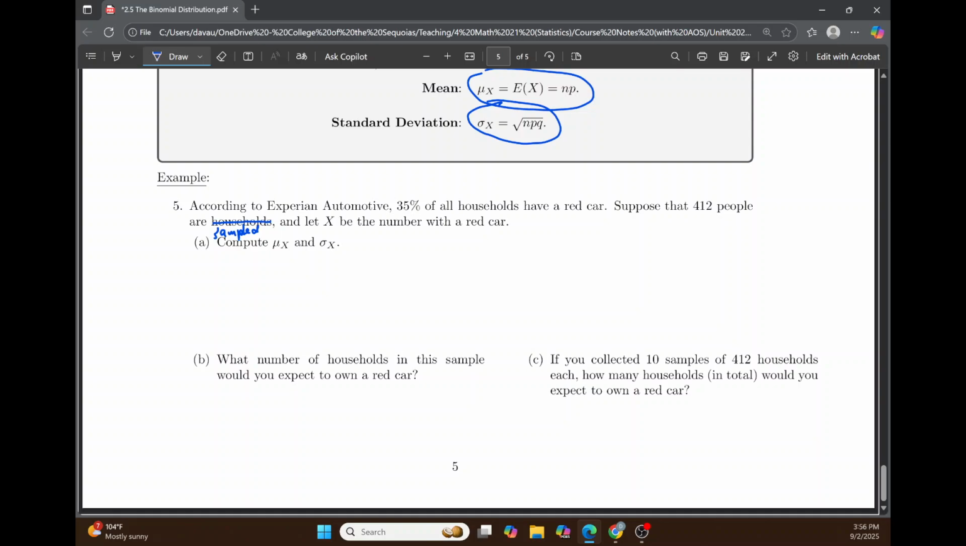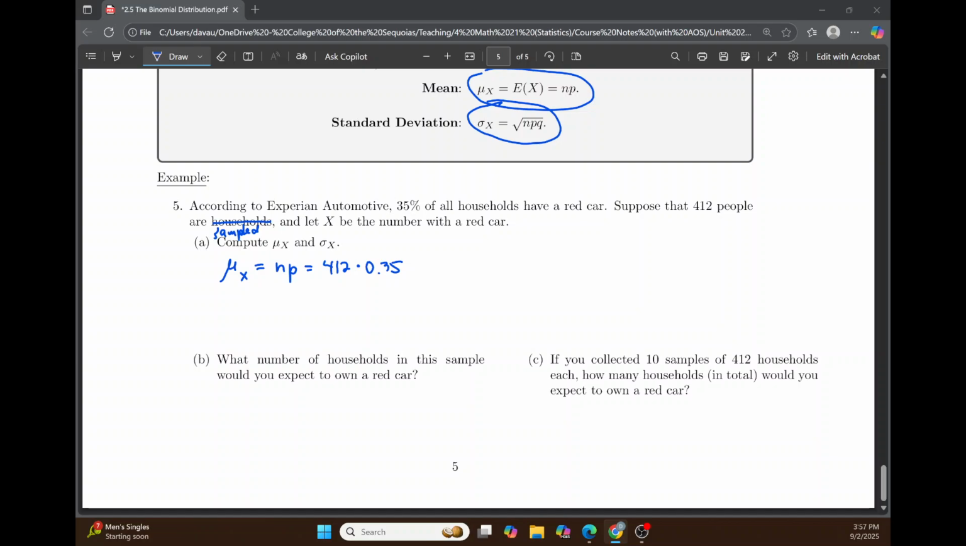Well, mu sub x, the mean of the binomial random variable x, is n times p, which in this case is 412 times 0.35. Okay, 412 times 0.35. Let me type that into my calculator. So that comes out to 144.2. Okay, there's the mean of our distribution.